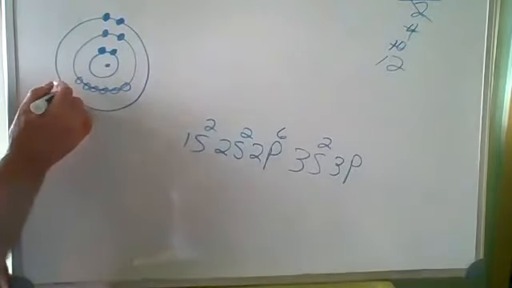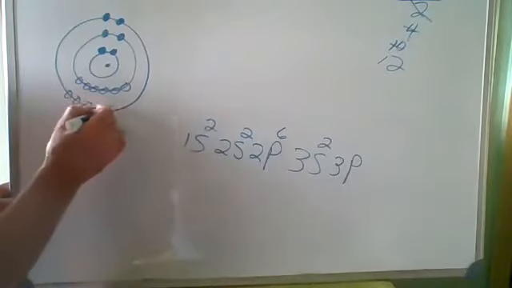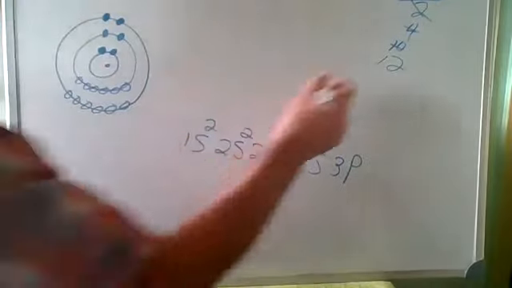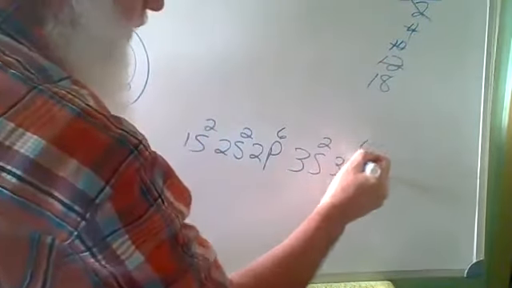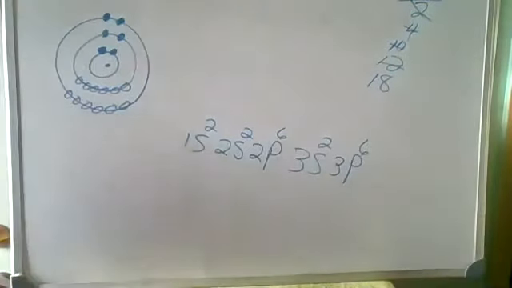Aluminum, silicon, phosphorus, sulfur, chlorine, argon. So the electron counter goes from 12 to 18. Oh, sorry, I forgot to put the 6. Period 3, P block, 6, and then we write the 18. Do everyone the same order. Now my finger is on argon.